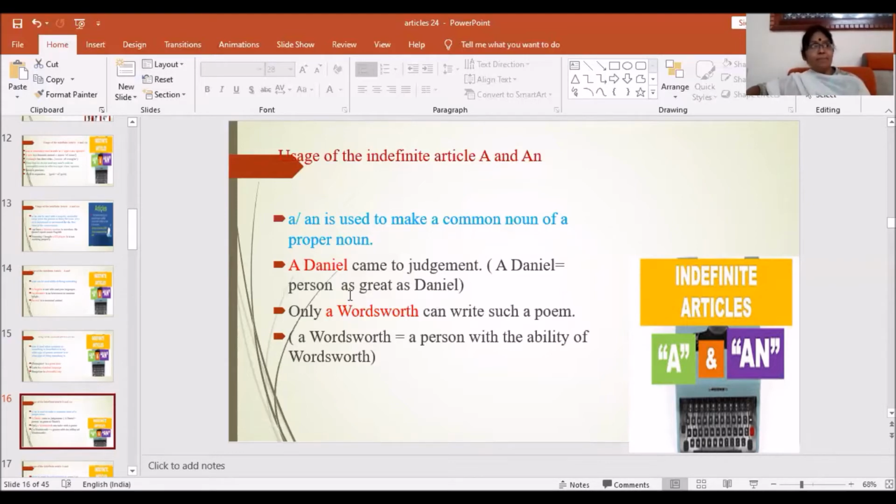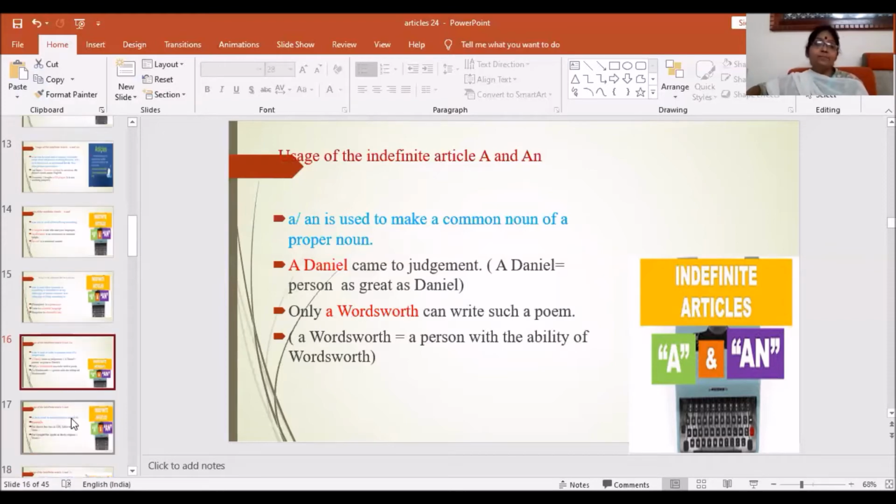Say, I'll say that Raj is a Virat Kohli, one of my students, because he bats like Virat Kohli, right? So there the proper noun becomes a common noun, right? So only a Wordsworth can write such a poem. That means here a person with the ability of Wordsworth. So when we change our proper noun into common noun, then we use our article a or an, right?